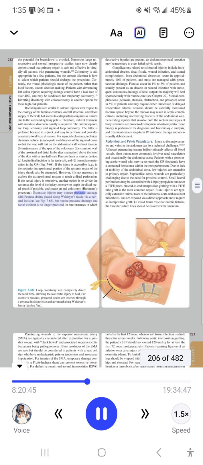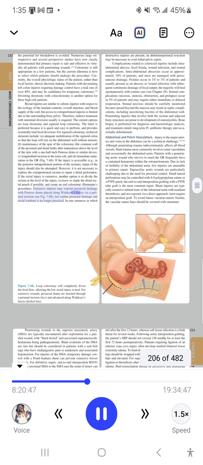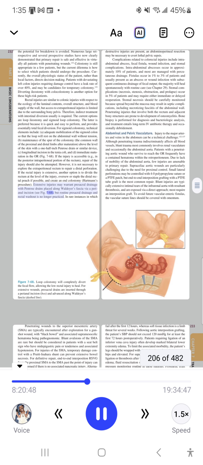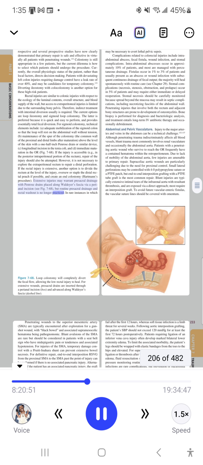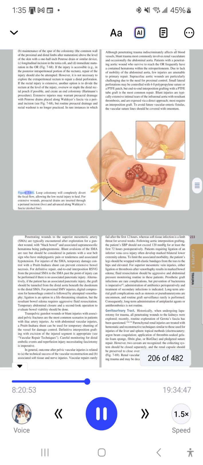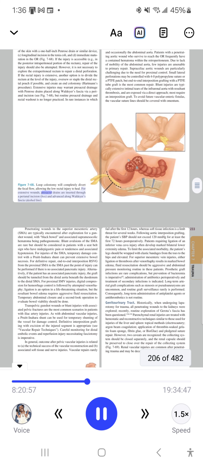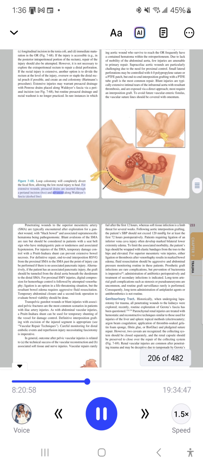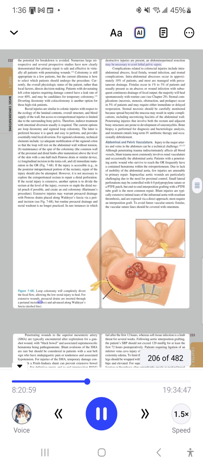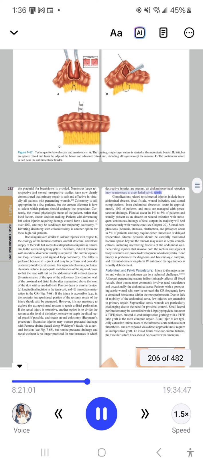Extensive injuries may warrant presacral drainage with Penrose drains placed along wall layers via a perineal incision, but routine presacral drainage and rectal washout is no longer practiced. In rare instances, a loop colostomy will completely divert the fecal flow, allowing the low rectal injury to heal. For extensive wounds, presacral drains are inserted through a perineal incision and advanced along wall layers. This may be necessary to avert lethal pelvic sepsis.